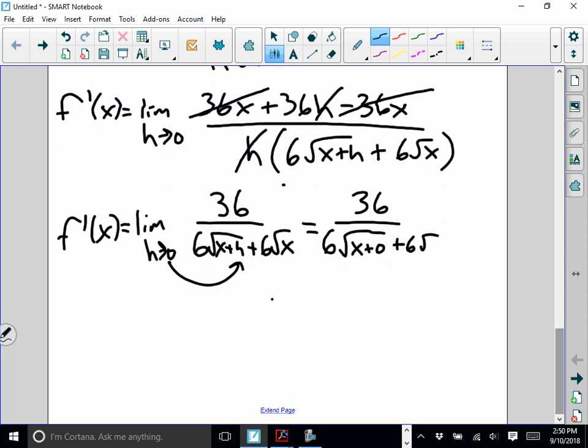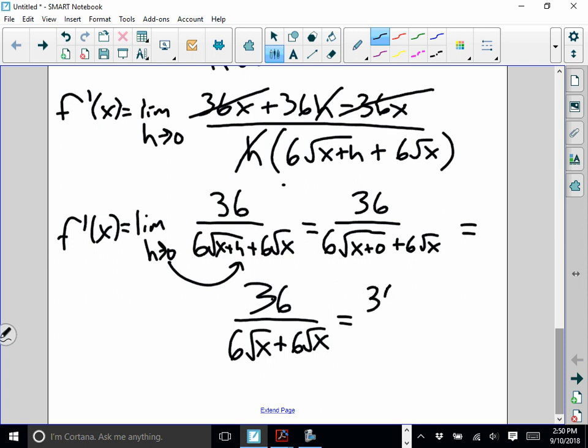Well, we know that x plus 0 is simply x, so I get 36 over 6 root x plus 6 root x. Now they are like terms. 6 root x plus 6 root x is 12 root x. And that can simplify to 3 over root x. So I end up with f prime of x equaling 3 over root x.